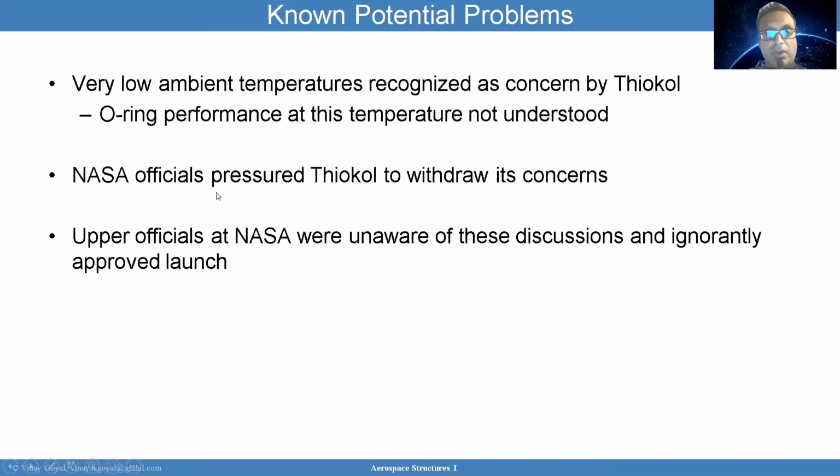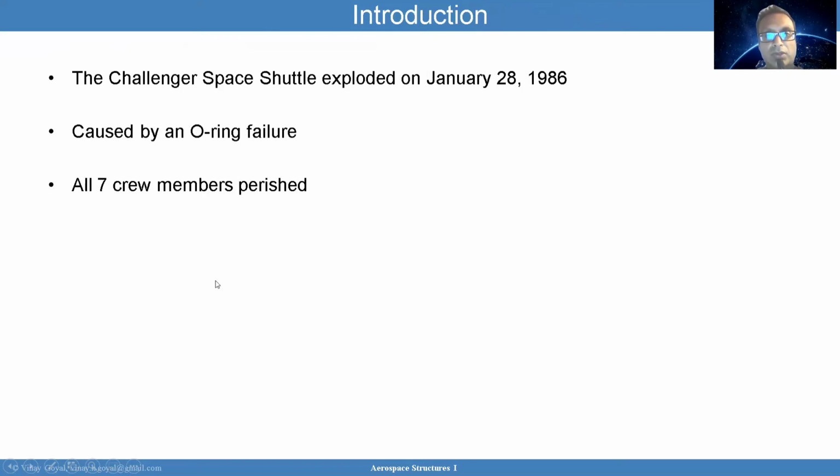NASA officials then pressured Thiokol to withdraw their concerns, and the upper officials at NASA were unaware of these discussions and ignorantly approved the launch. So that's why you had these explosions: we had a poor risk management process. On top of that, management was not listening to the engineers that had the data. Now, the engineers may not have done the best job possible to present data in a clear manner, but all of that is pointing the finger.